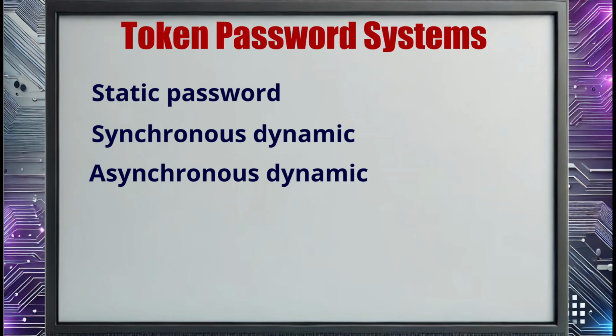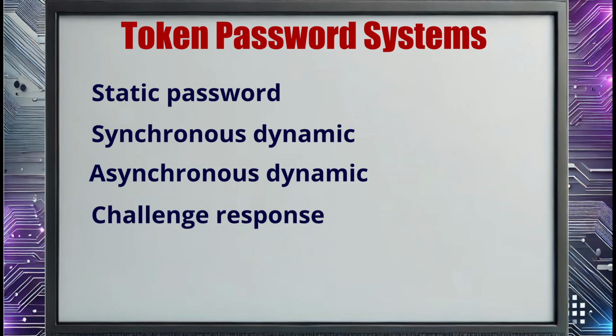Third is the asynchronous dynamic password token. This token works on the same principle as the synchronous, but in this case, there is no specific time frame. Usually, the password is generated by pressing keys on the token device and the authentication server to advance to the next password value. You enter that, and then you're granted access.